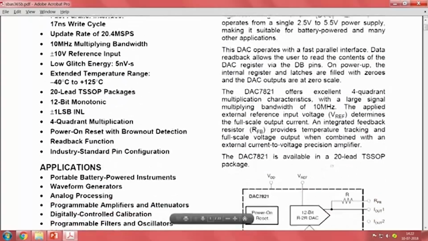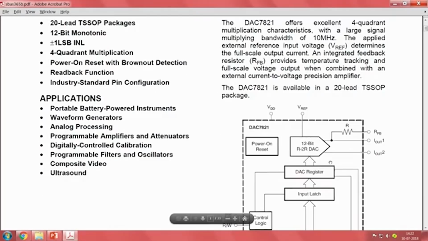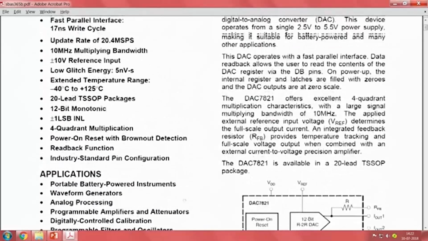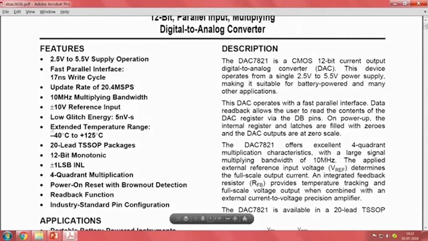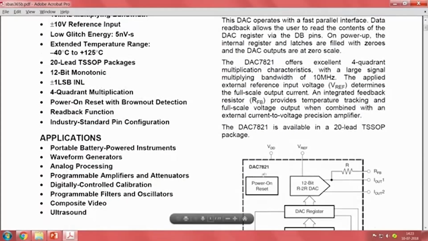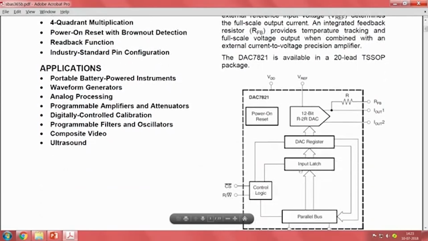So, let us look at the block diagram that they have shown. The DAC is available in a 20 lead TSSOP package. What are the things? VDD is there, VREF is there. VREF, we saw, is the plus or minus 10 volt reference input. Then the supply voltage is there, then they have a power on reset, then control logic. CS is what? Chip select. CS is usually called chip select. In most ICs, if they have a CS bar signal, it is chip select.